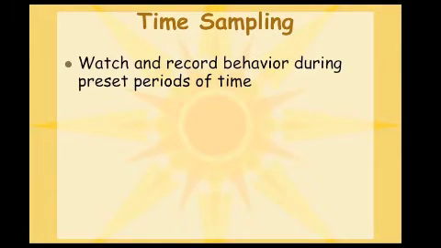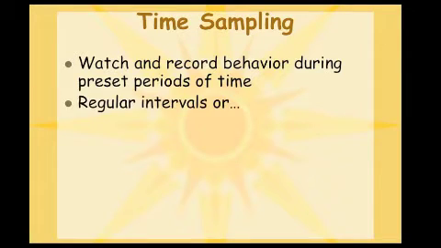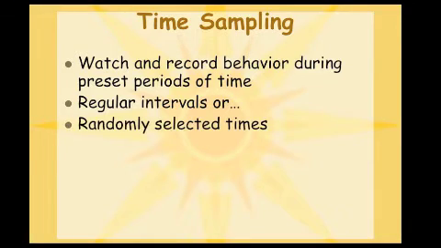In time sampling, the observer watches and records behavior during preset periods of time. The observer defines the time period, when and for how long. You might have regular intervals. For example, you're going to observe 1 minute every hour, or perhaps it will be the first minute of every hour. You may also have randomly selected times. I'm going to observe 5 times throughout the day.